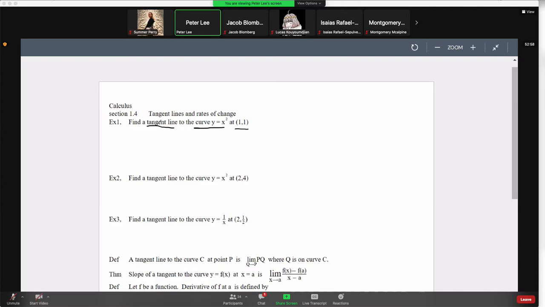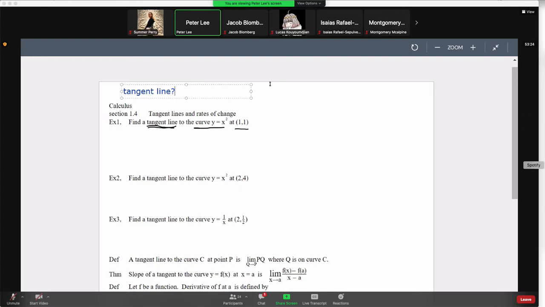Now note that I did ask you to find the tangent line, but the obvious question is, well, what is the tangent line? You know what a tangent line is? Well, this is a slightly difficult concept. It is now a calculus concept, so we don't know what a tangent line is yet, but roughly what a tangent line is, is this.